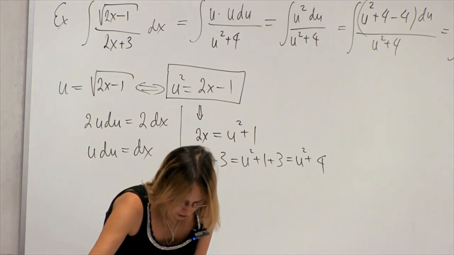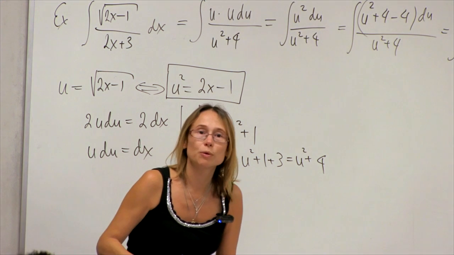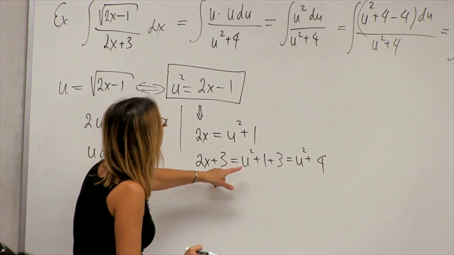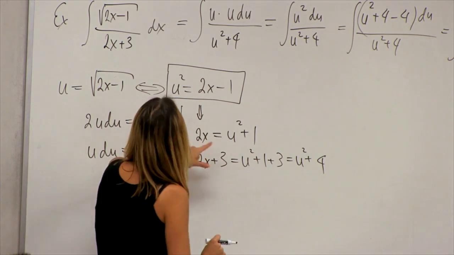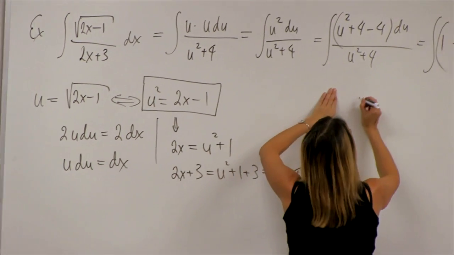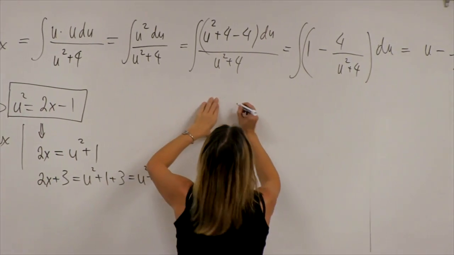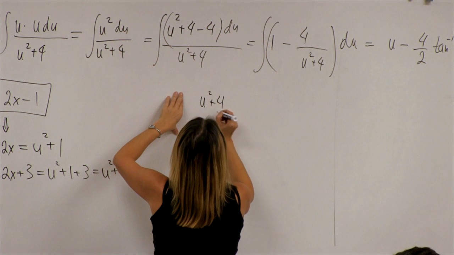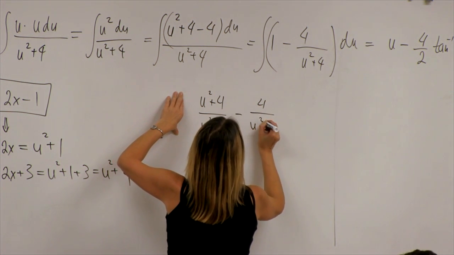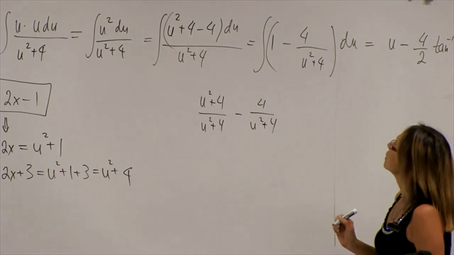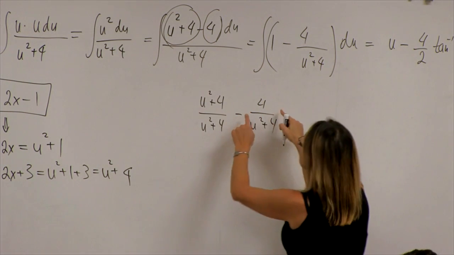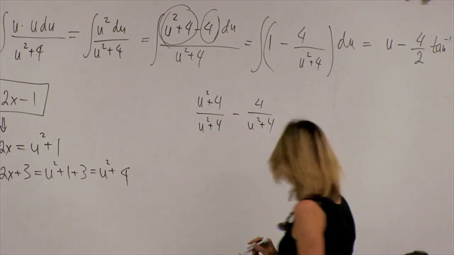Okay. So, question? After you added 4 and subtracted 4, how did you get to the next integral? When you added 4 and subtracted 4 up there. From here to here? Yes. So I have u squared plus 4 minus 4, over u squared plus 4, like this. So I kind of grouped them into this minus this.